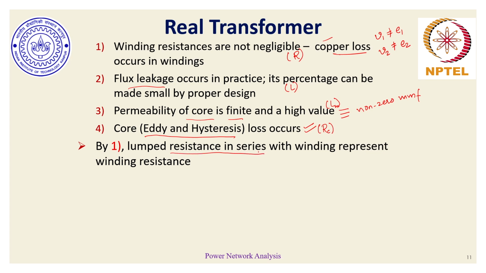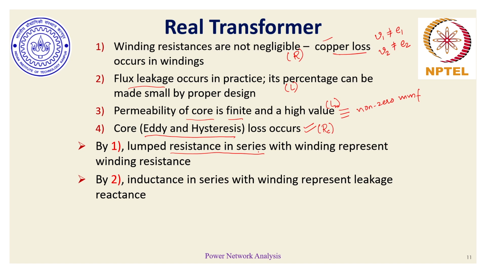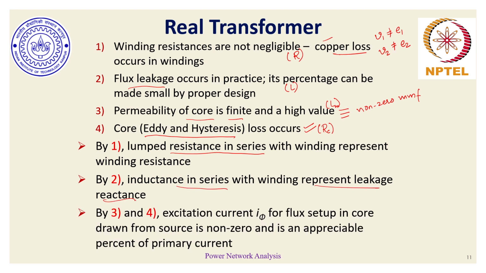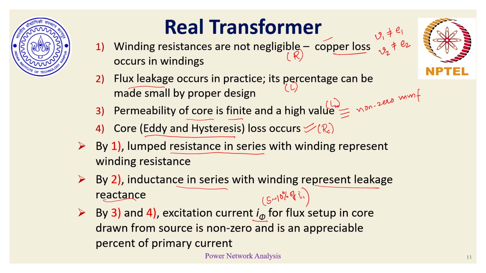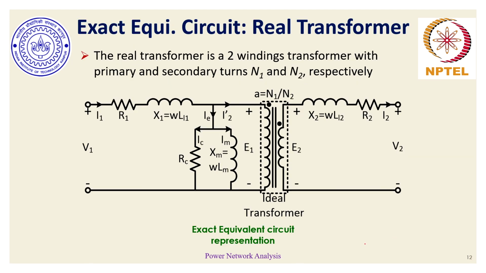Lumped resistance in series has to be there in the windings. Inductance in series has to be there to represent the leakage reactance. The third and fourth points essentially mean that the excitation current is not zero anymore. In practice, it is usually 5 to 10% of the actual primary current, which is I1, and for large power transformers, this current can be significantly high. So if I were to incorporate all these non-idealities, this is how the equivalent circuit diagram would look.